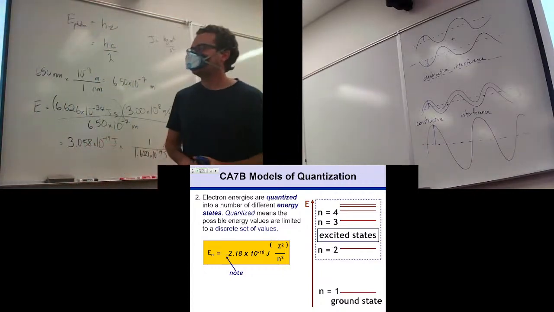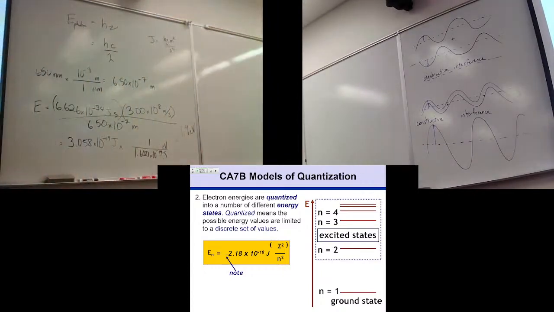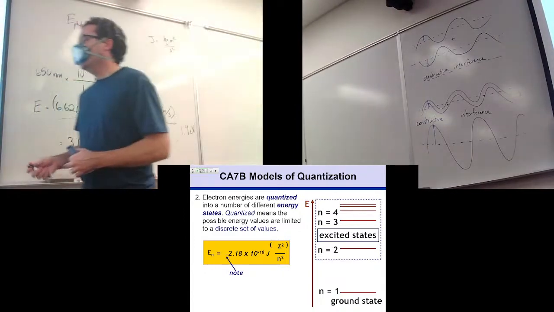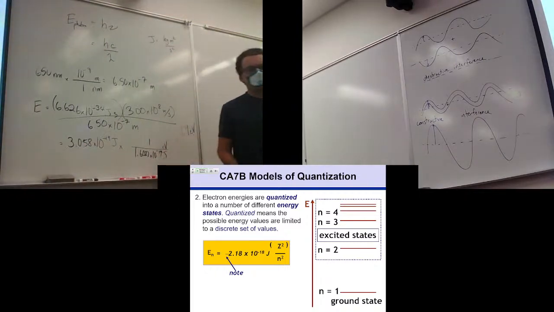But what Z is the atomic number. So if we're dealing with hydrogen, that's going to be 1. If it's helium, it's 2. 3 for lithium, and so forth. N is we're going to call it an energy level.